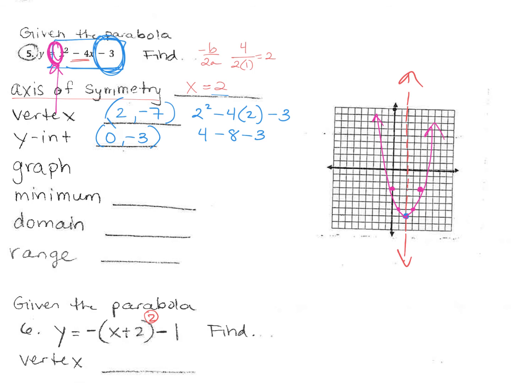Okay? What is your minimum? Your lowest point, y value? Negative 7. All real numbers is your domain because we can plug anything in for x. And what's your range? Greater than or equal to or less than or equal to? Greater than or equal to because it's on its way up.